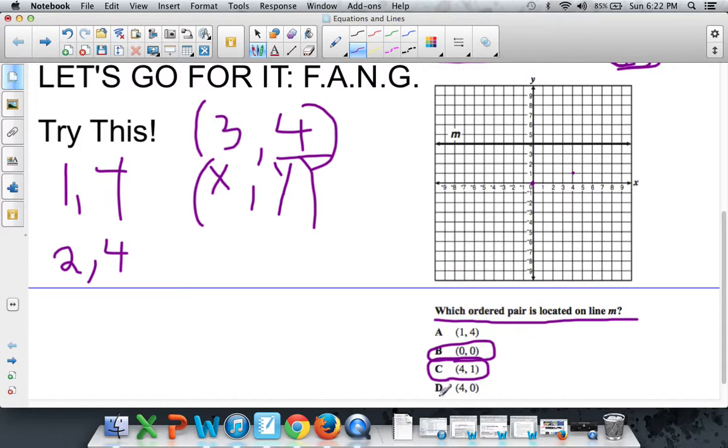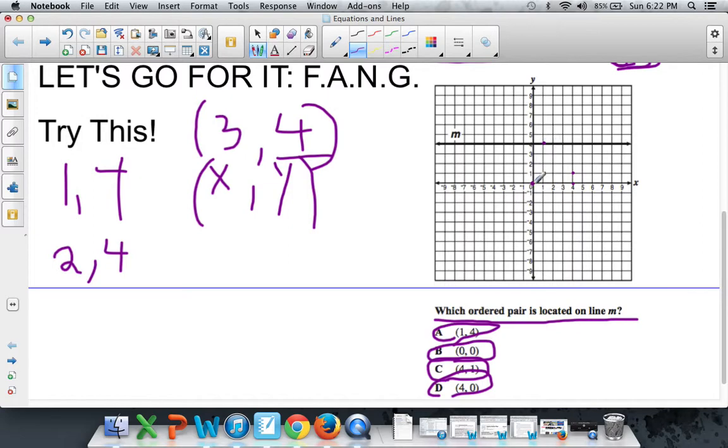How about this one? 4, 0. 1, 2, 3, 4. 0. No, none of those are on there. But 1, 4 is. Go over 1, up 4. Bloop, it's right on that line, isn't it?